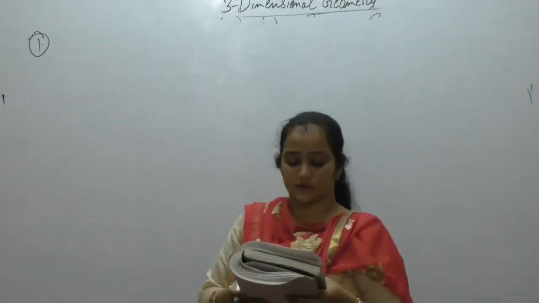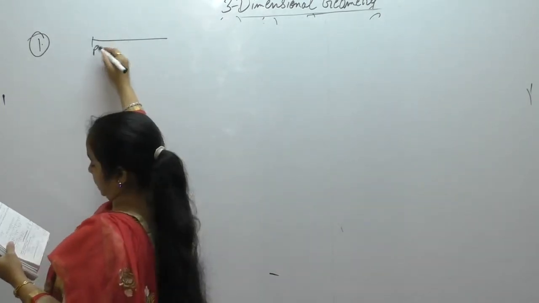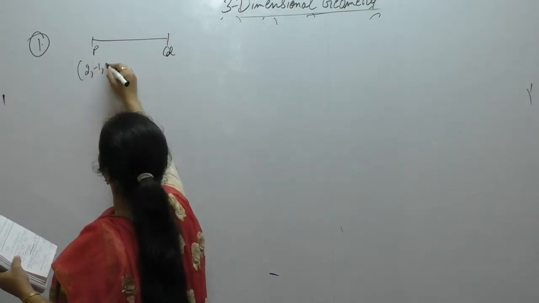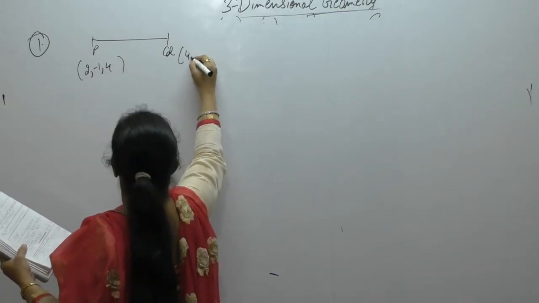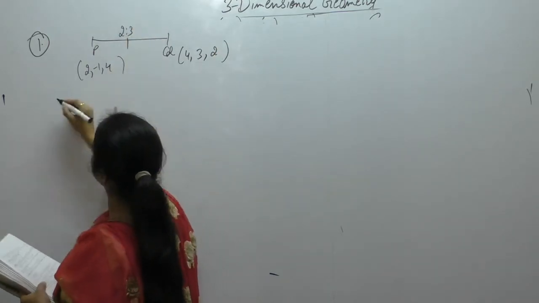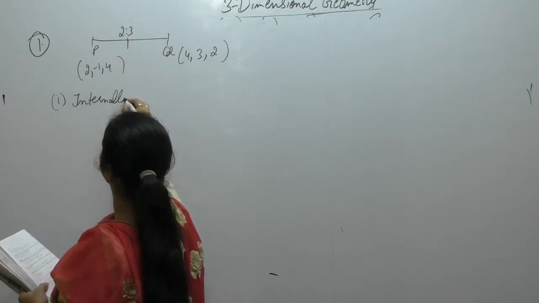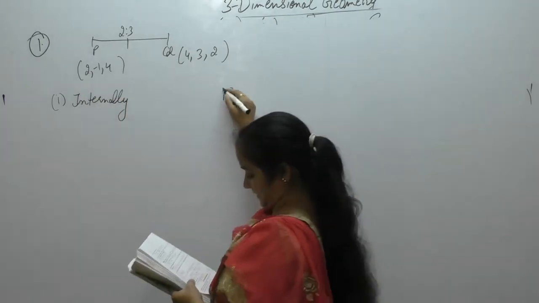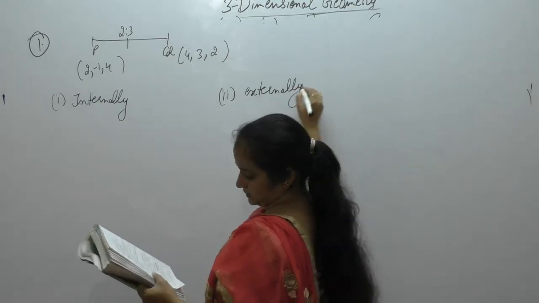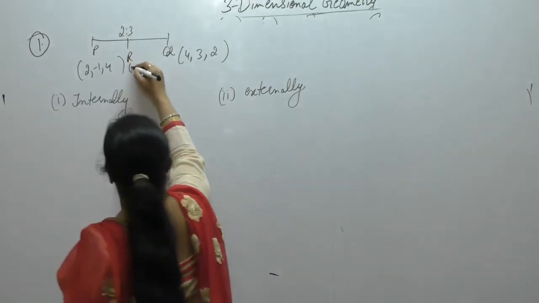Find the coordinates of the point which divides the join of points P and Q. P has coordinates 2, minus 1, 4. Q has coordinates 4, 3, 2. In the ratio 2 ratio 3. First case is it divides internally, and the second case is it divides externally. Let R (X, Y, Z) be the point.